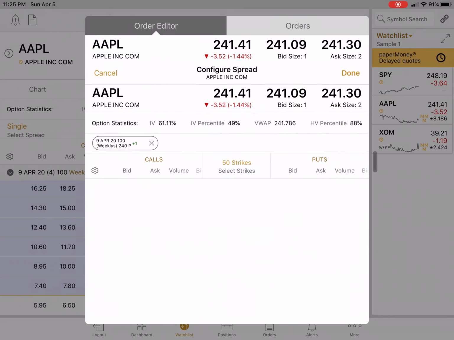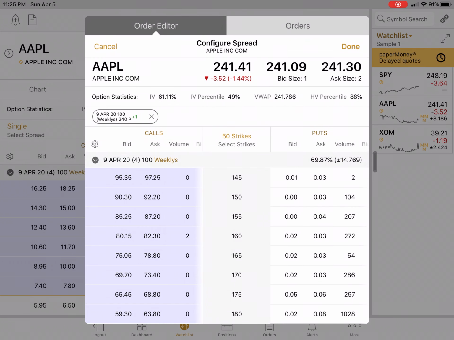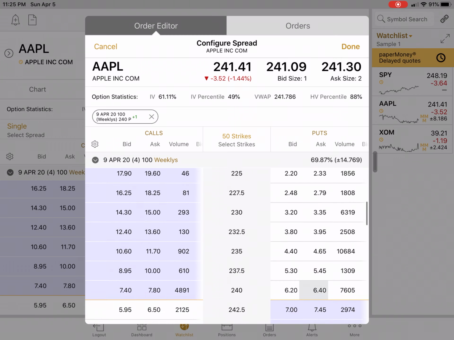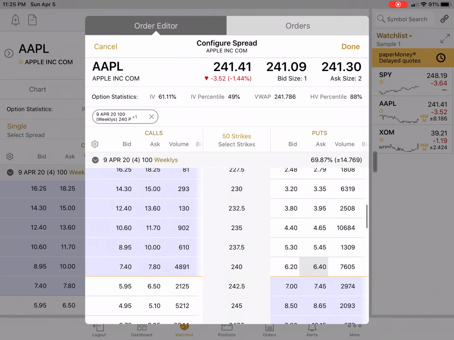Now I have to add a leg, because the idea behind a vertical put spread debit is to make this cheaper. As it is, we're paying $640 for this, but it's a lot of money, and therefore we want to lower the cost of this bet by writing a put option at a lower strike. So for the lecture exercise, we went with the 230. So I'm going to go with the 230 strike price.